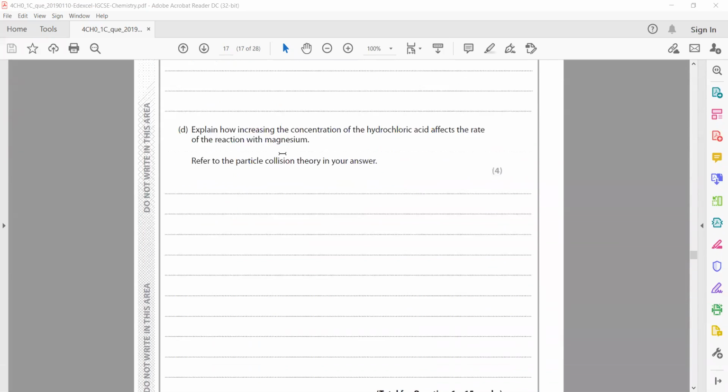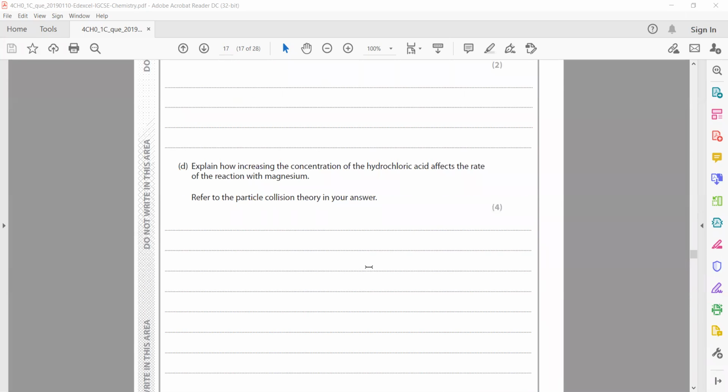So this was question 6 from January 2019, paper 1C.